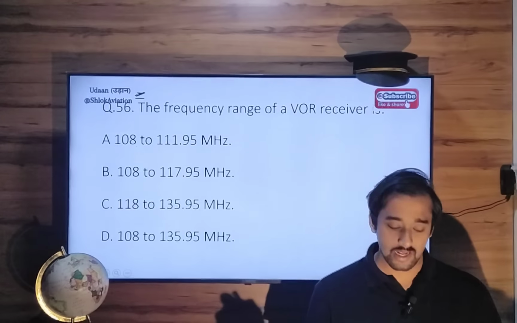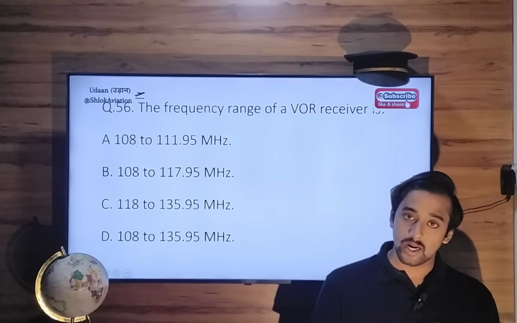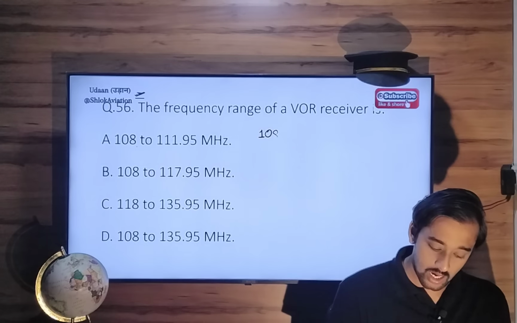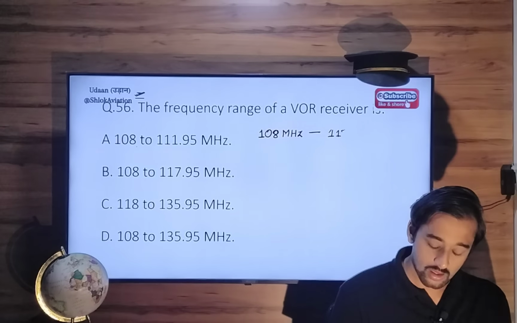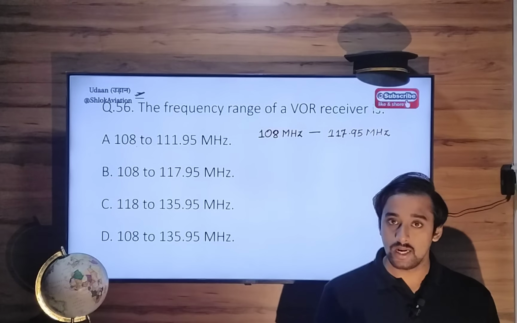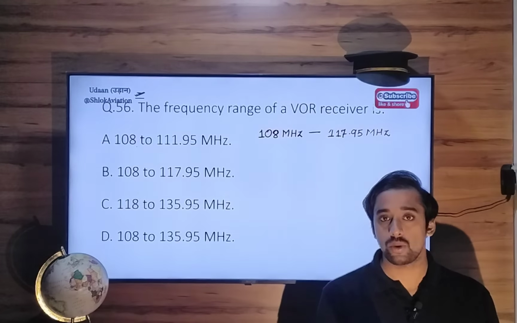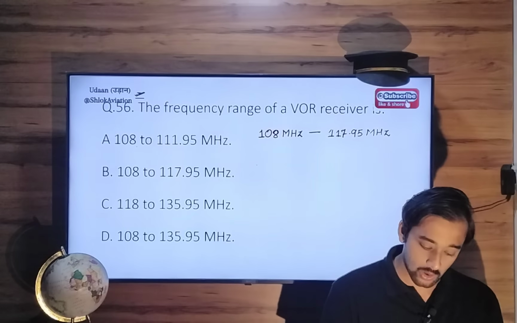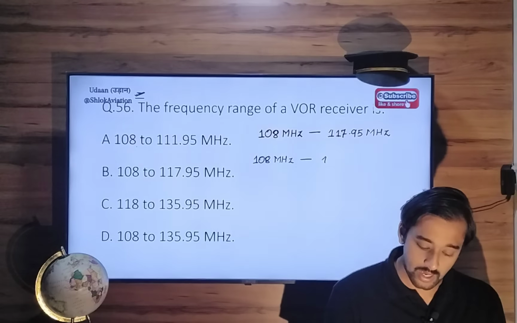Question number 56. Very simple question. The frequency of a VOR receiver is what? Now remember, the frequency range of a VOR starts from 108 megahertz up to 117.95 megahertz. In this total range, a small portion is distributed between VOR and ILS localizer. That is the frequency starting from 108 megahertz to approximately 112 megahertz.